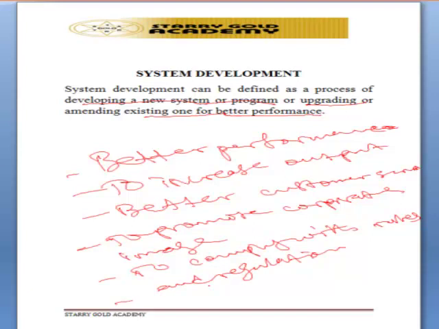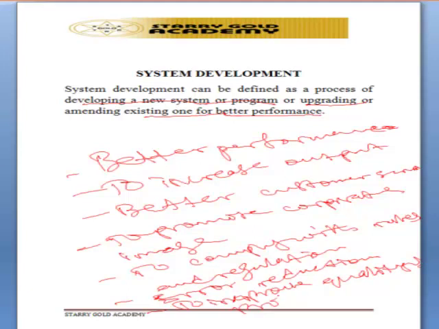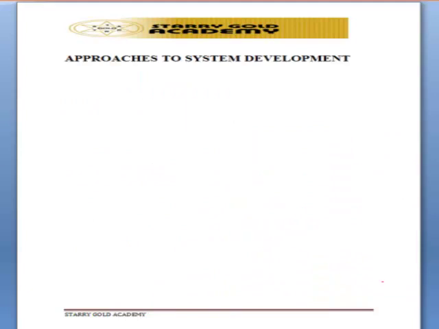Then also develop a new system in order to reduce the rate of error, that is error reduction. And also to increase quality of output, to improve quality of product and services. So these are some of the reasons whereby we may need to develop a new system.